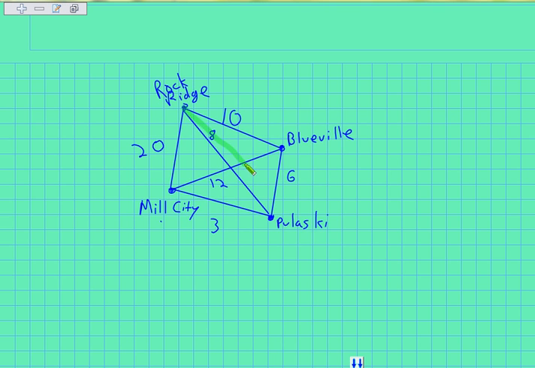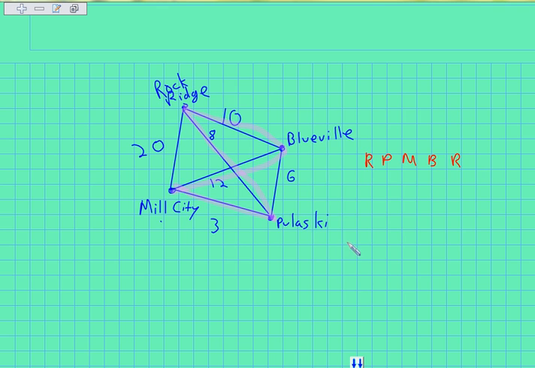So let's use a different color that we can see a little bit better. So let's say I'm going to go Rock Ridge to Pulaski, to Mill City, and then back to Blueville, and from Blueville we go back to Rock Ridge. Right? So we're going to do a circuit. If I'm going to plot this out, I'm going to say that we started at Rock Ridge, then we went to Pulaski, then we went to Mill City, then we went to Blueville, back to Rock Ridge.